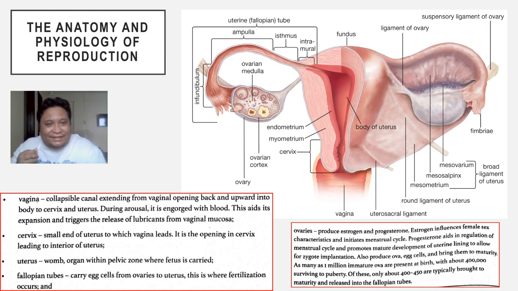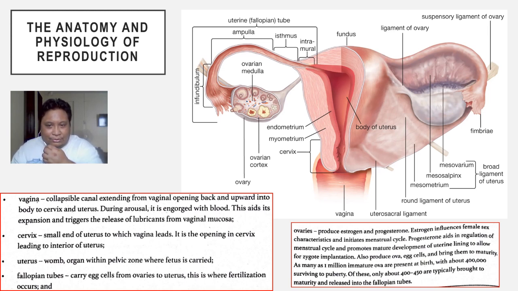Okay, so the fallopian tubes carry the egg cells from the ovaries to the uterus. This is where the process of fertilization occurs. The ovaries are one of the most important organs of the female, because the ovaries not only produce the egg cell, but they also produce the two important female hormones, the estrogen and the progesterone.